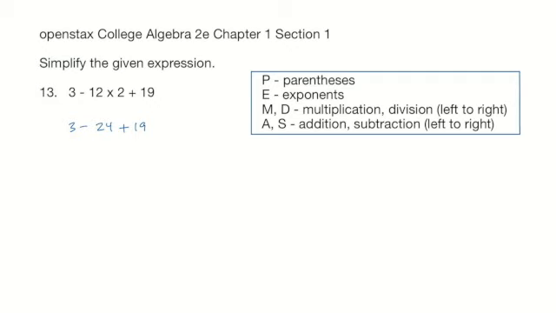Now, since we have an addition and subtraction, we need to perform those going from left to right. And so first we have 3 minus 24. That is minus 21. Then we have plus 19. Okay? And now we just have our addition, right? The minus sign is attached to the 21, so we just have an addition. And minus 21 plus 19 is minus 2. And that is our final answer.